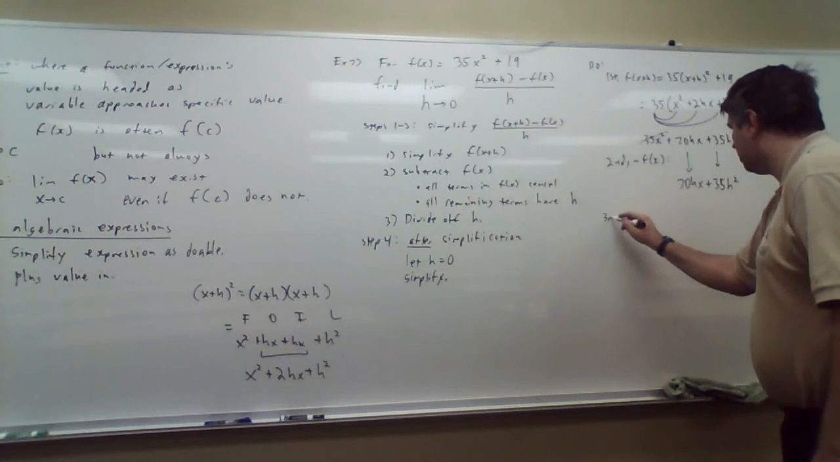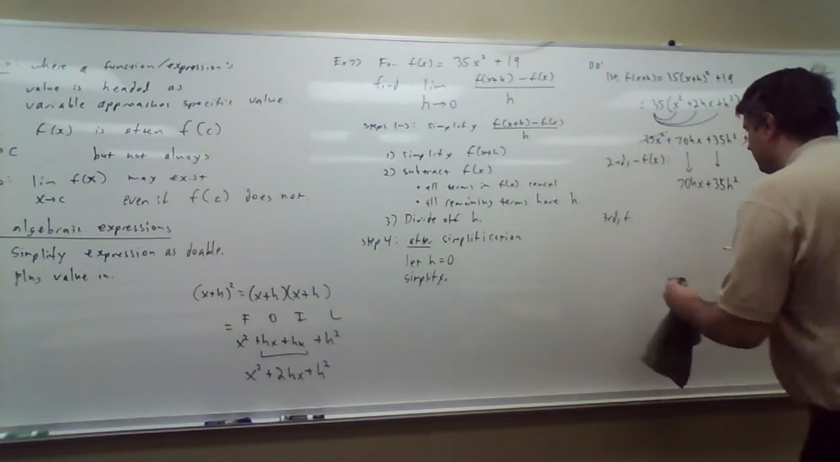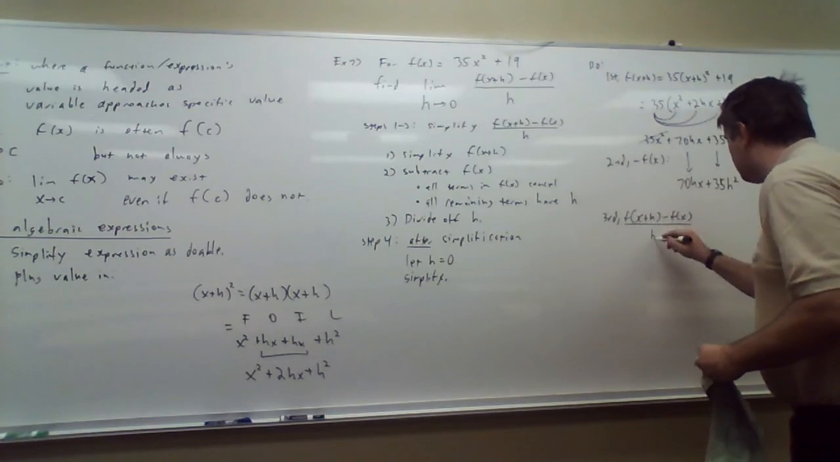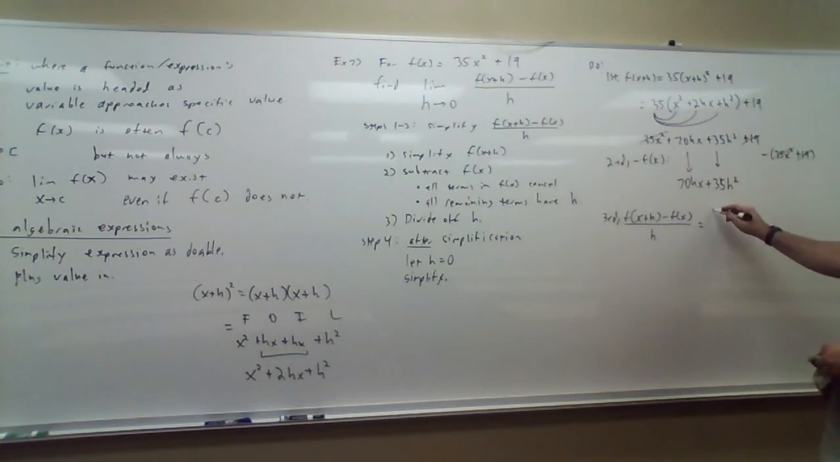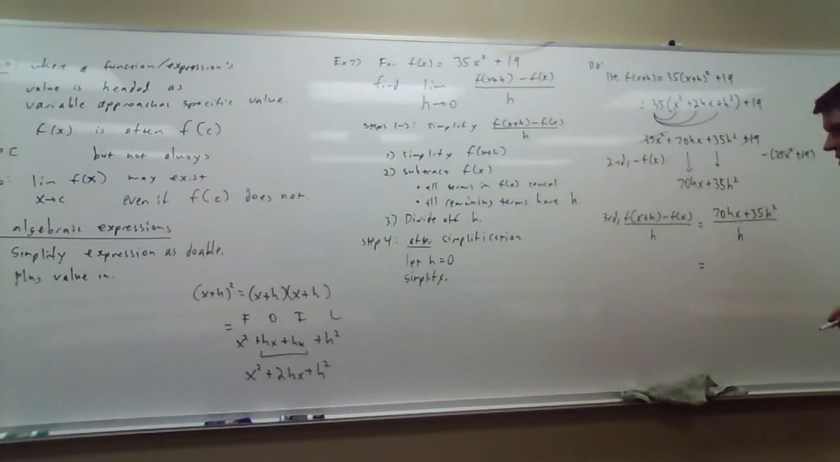Okay? Third, f of x plus h minus f of x over h equals this stuff over h. We're going to divide each of these terms by h. So 70hx divided by h, the h's would cancel, leaving me 70x. The 35 would be unaffected. H squared divided by h would leave me h to the first. Okay?